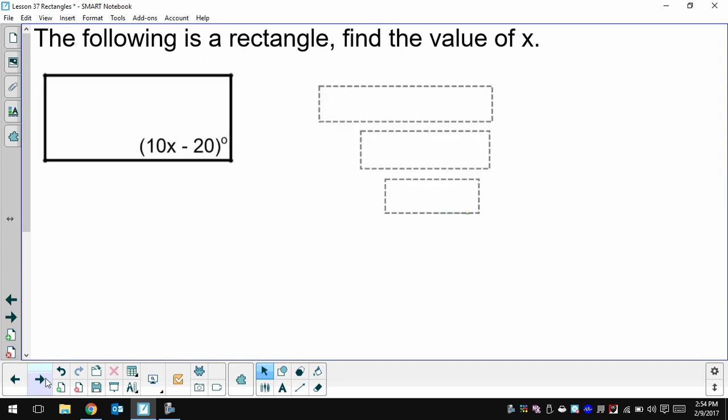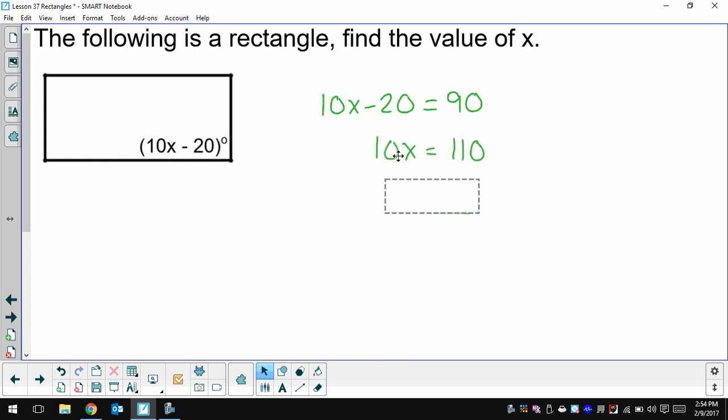So again, we just have a few examples here to apply the properties of rectangles, and then of course there'll be more in class for practice. Since all of our angles are 90 degrees, that means this 10x minus 20 must be equal to 90. And we have a simple equation to solve.